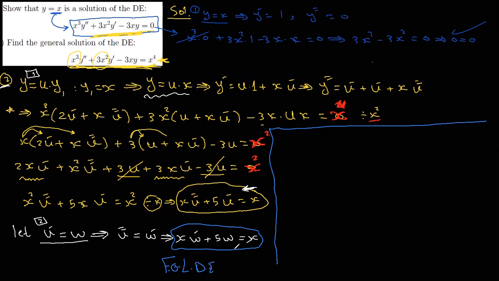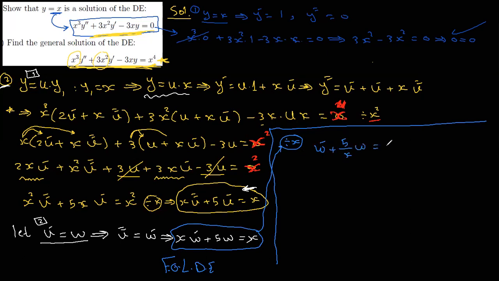To deserve this chocolate, Marwan, you need to remind me the steps to solve the first order linear. Do you remember the steps? I think so. Divide by x first. Yes, so first of all, I'm going to divide by x. So your equation will be w prime plus 5 over x w.